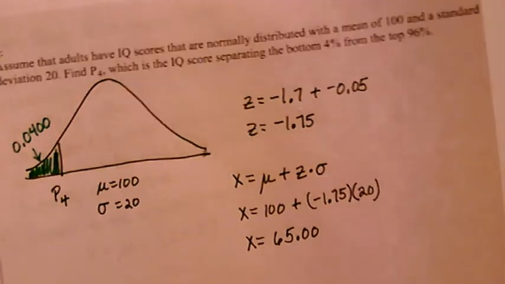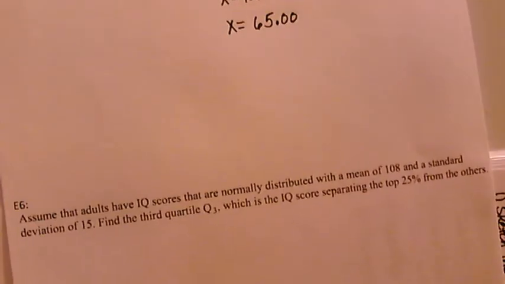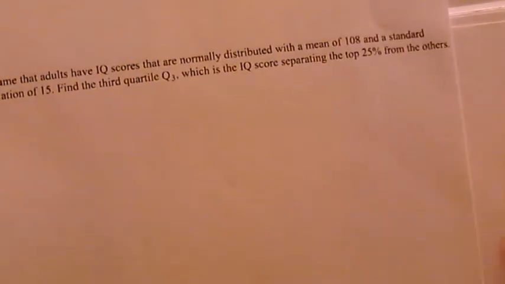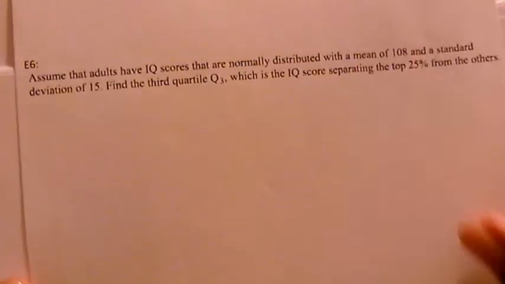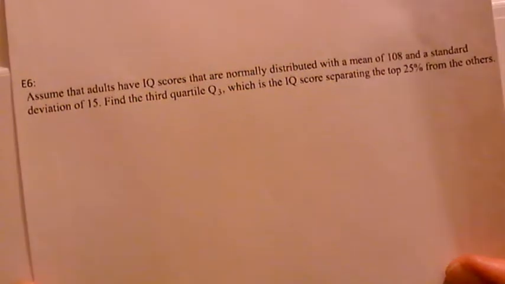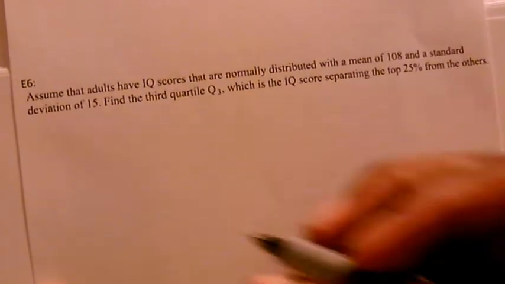Okay. All right, next example. Let's assume that adults have IQ scores that are normally distributed with a mean of 100 and a standard deviation of 15. Now you're going to find the third quartile, which is Q3. And that's the IQ score separating the top 25% from the others. So we're finding Q3.